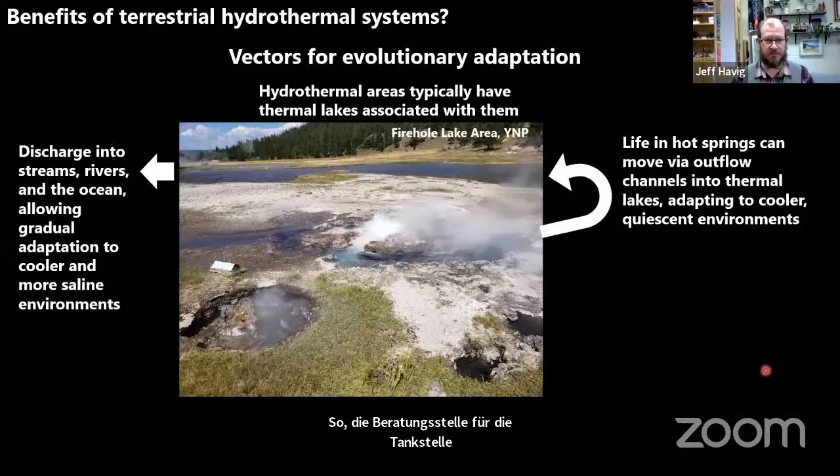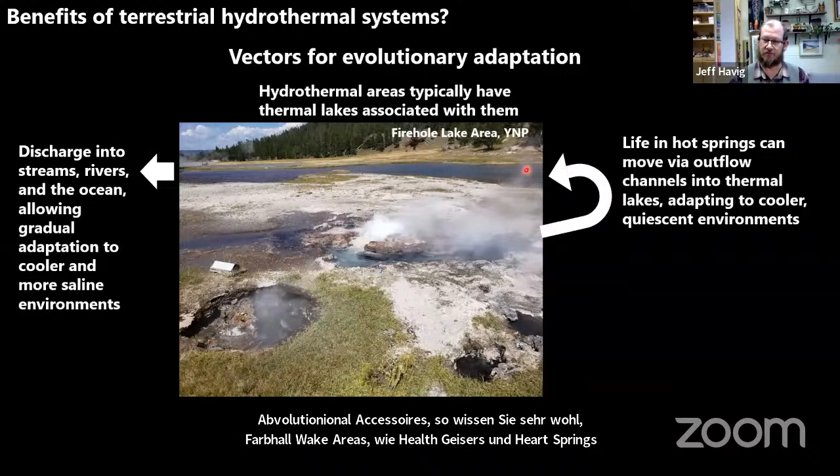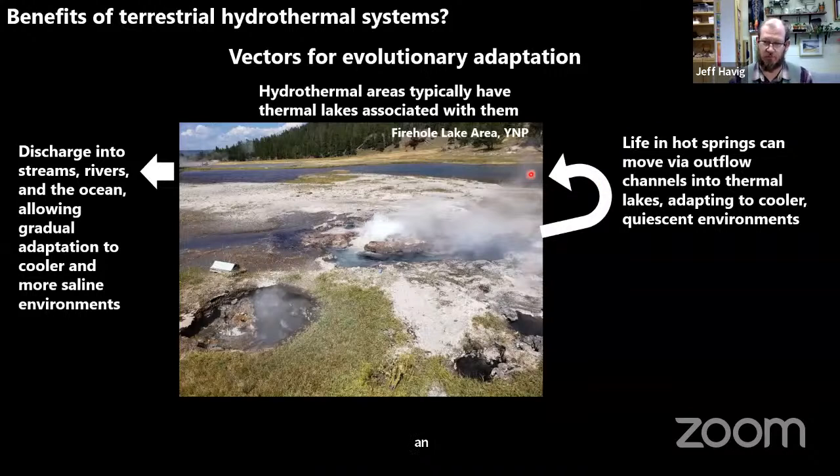Another benefit is they can be vectors for evolutionary adaptation. So hydrothermal systems typically have thermal lakes associated with them. This is an example of the Firehole Lake area. We have geysers and hot springs, and then a hot lake behind them. This provides an avenue for life to move into a more quiescent, cooler environment, which then outflows into streams and rivers and the ocean. That also provides an avenue for organisms to adapt to those sorts of environments as well.